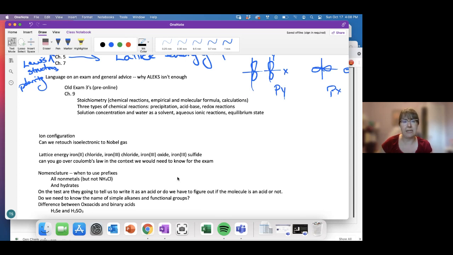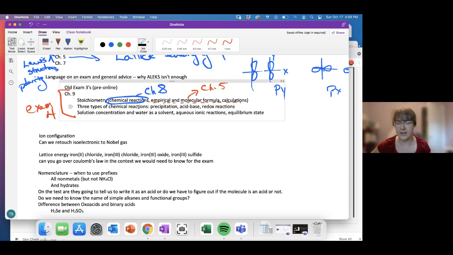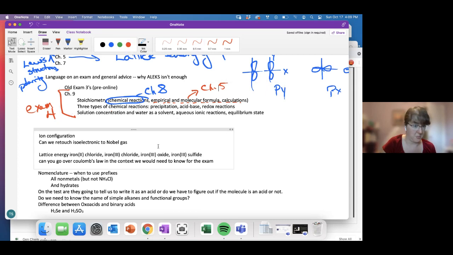So the people that were asking about things like stoichiometry, that involves chemical reactions. Chemical reactions is chapter 8, by the way. So this is chapter 8. The types of chemical reactions, that's chapter 9. Solution concentration is also chapter 9, which is not on this exam. So this is all going to be exam 4 for us. So I will not be answering questions about this. Some of this stuff, empirical and molecular formula and some calculations, that actually does go back to chapter 5, that we'll talk about. But a lot of this stuff is actually chapter 8 and 9, which is exam 4 material.